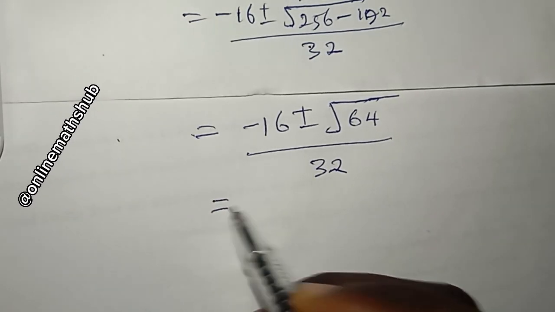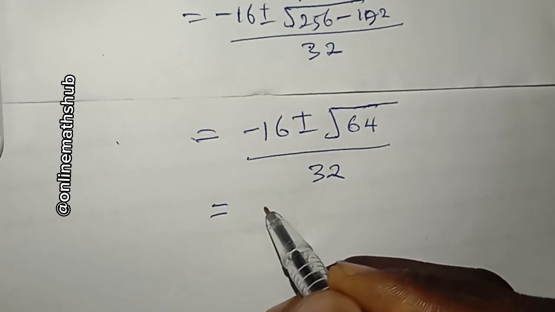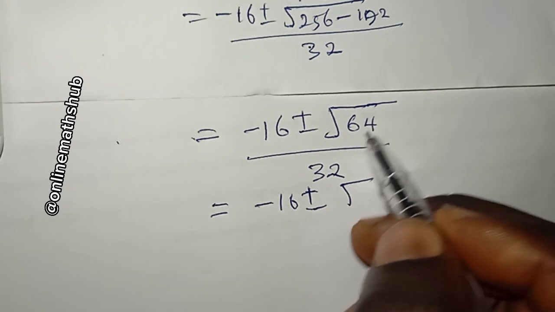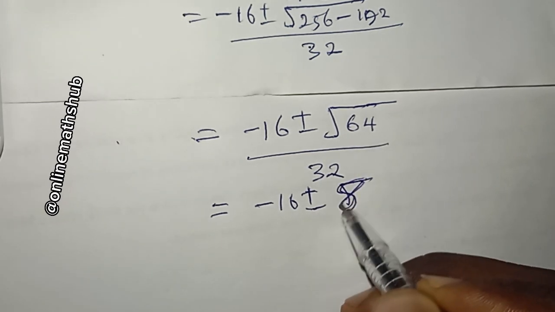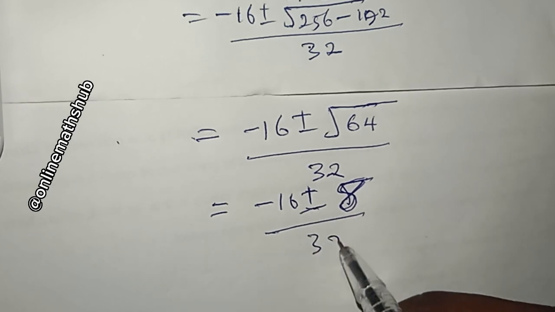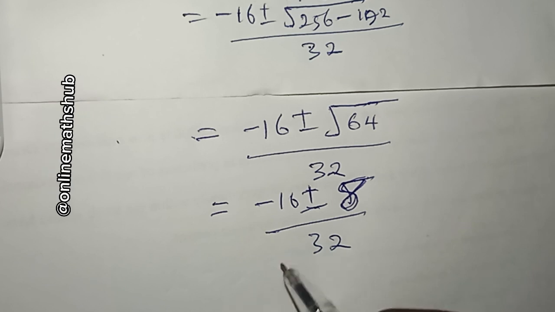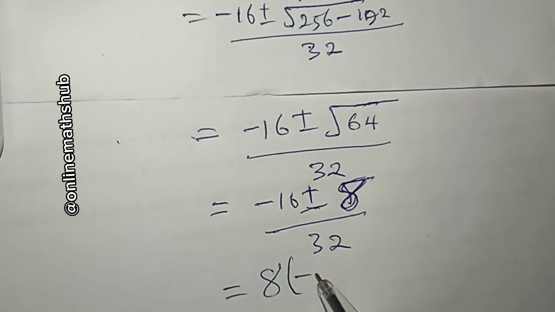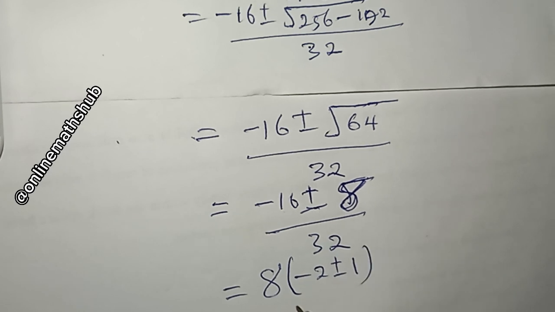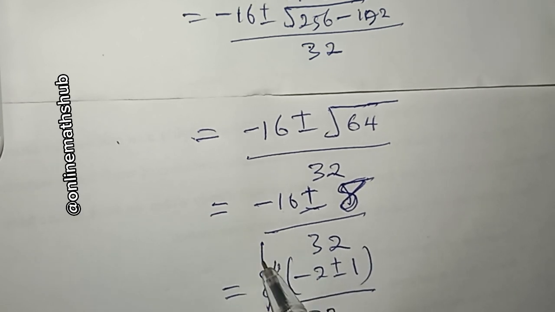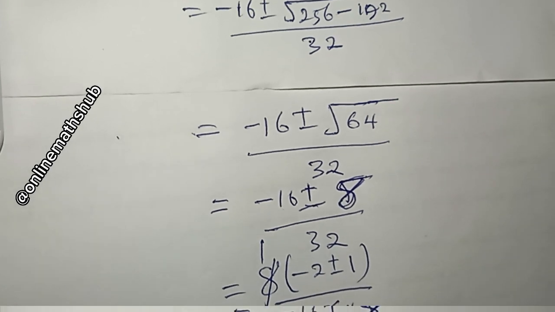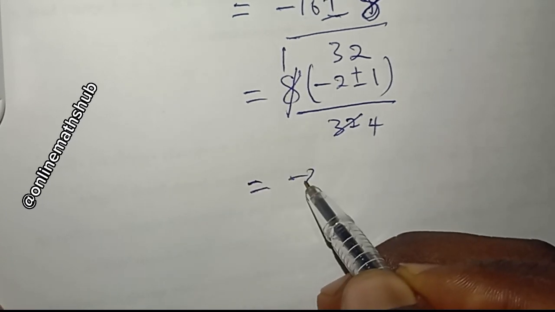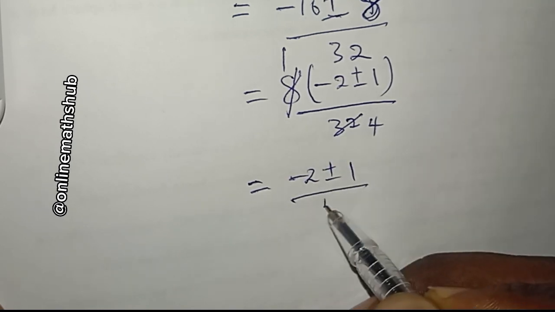Okay, so of course we're going to be having minus 16 and then plus or minus the square root. Okay, of course the square root of 64 is 8, so let me just simplify. Square root of 64 is 8 divided by 32. Okay, so let me just factorize 8 from the numerator, and of course if I do that, I have 8 into minus 2 plus or minus 1 divided by 32. So 8 divide itself here 1, and of course divide here, you'll be having 4. So obviously what I'm having here is equal to minus 2 plus or minus 1 divided by 4.